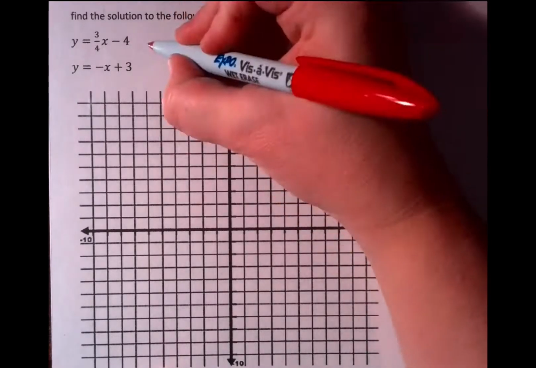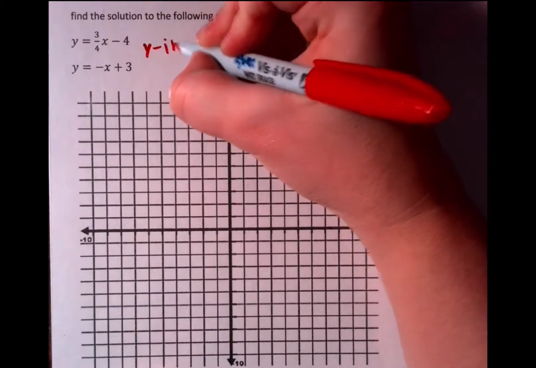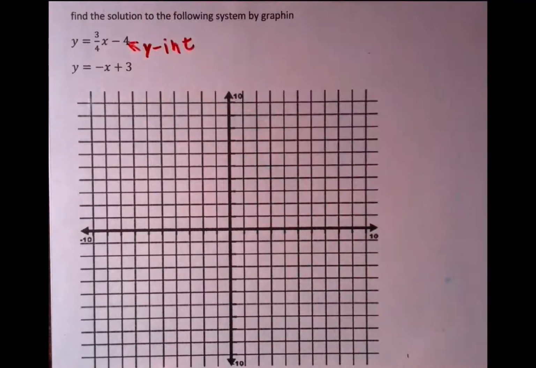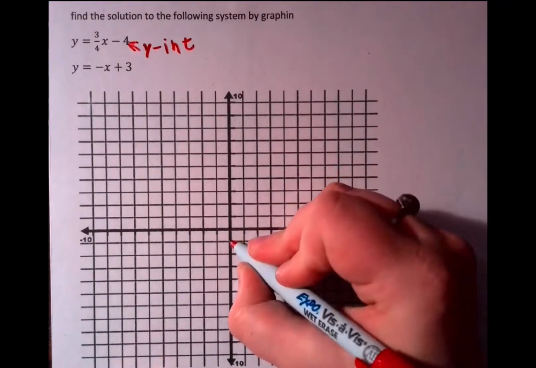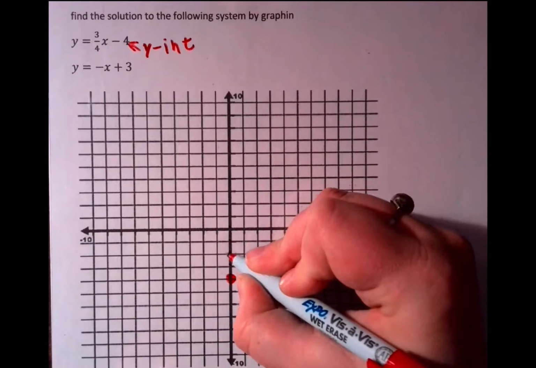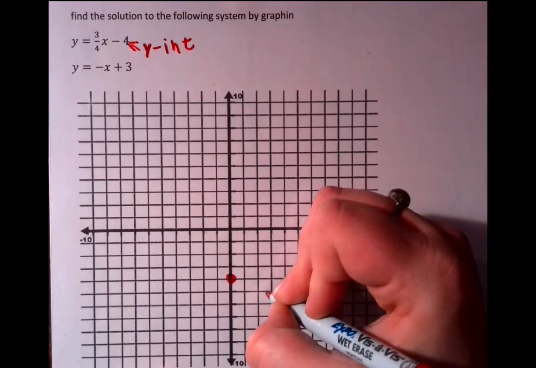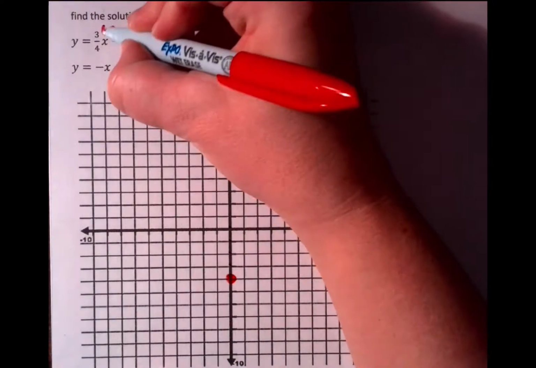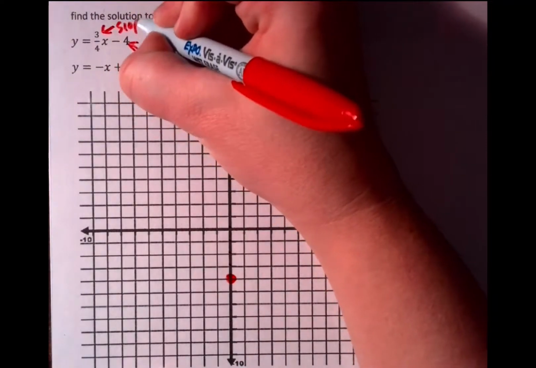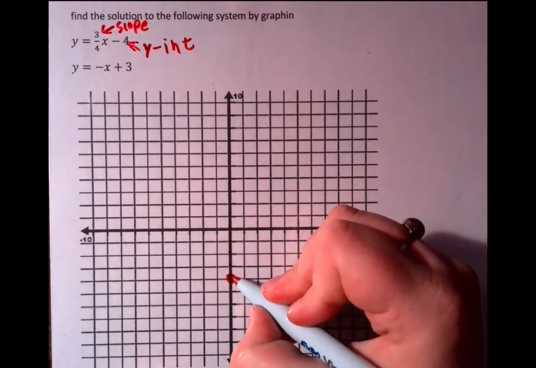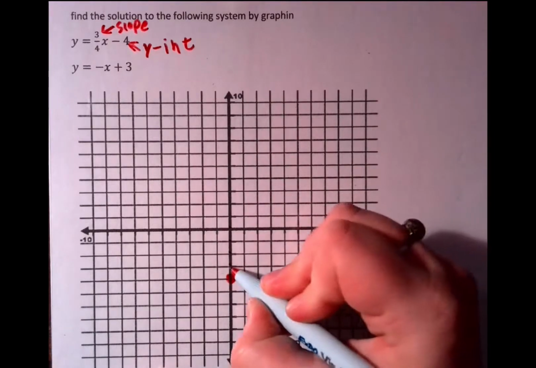So I'm going to begin with my y-intercept. Okay, so on that top equation, it's my -4. So that tells me I'm going to put a dot at -4 on the y-axis. Okay, then I'm going to use my slope, which is the number in front of x, multiplying x. Okay, and that tells me my rise over my run.